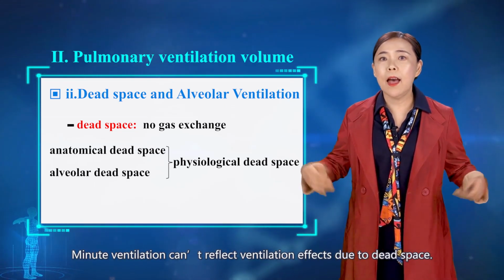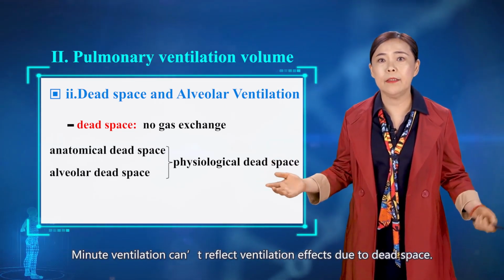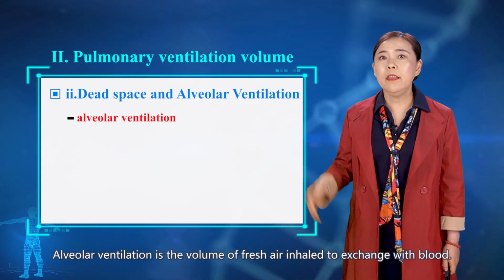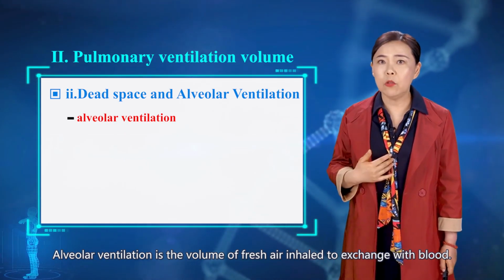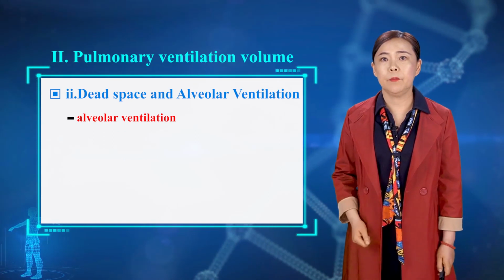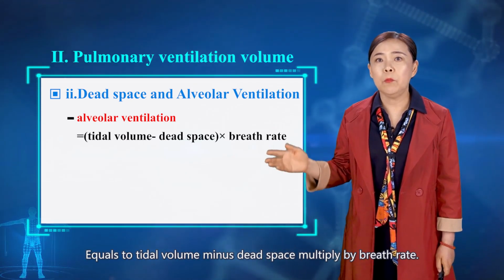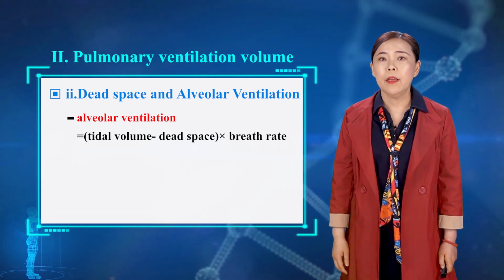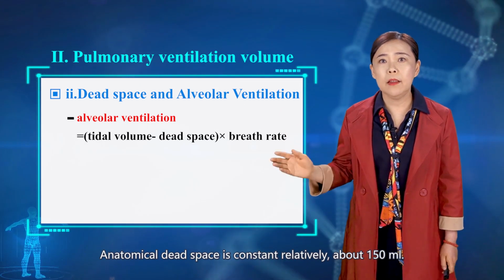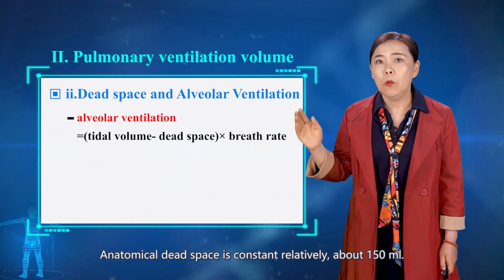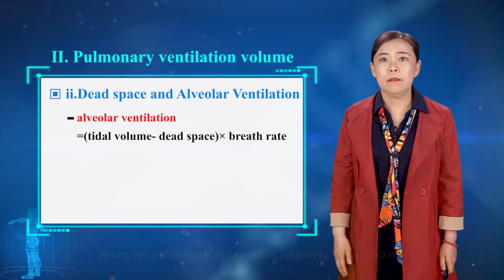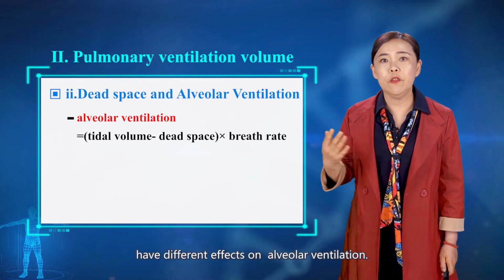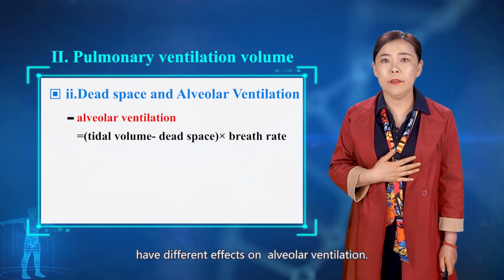Minute ventilation can't reflect ventilation effects due to dead space. Alveolar ventilation is the volume of fresh air inhaled to exchange with blood, equal to tidal volume minus dead space, multiplied by breath rate. Anatomical dead space is relatively constant, about 150 milliliters. The change of tidal volume and breath rate have different effects on alveolar ventilation.